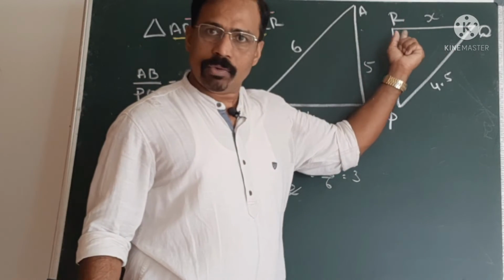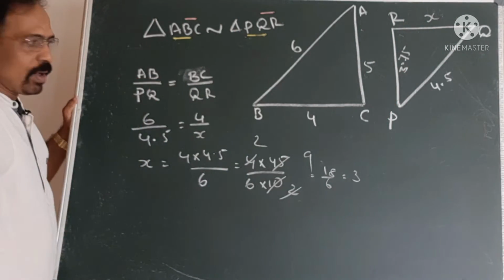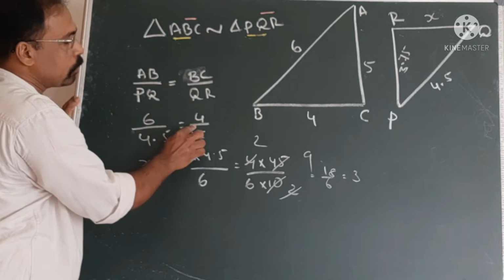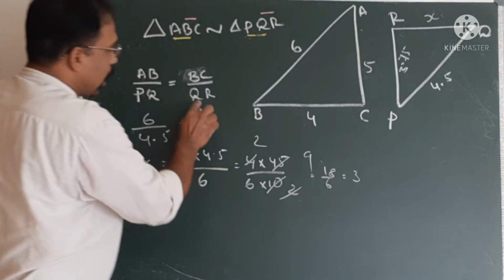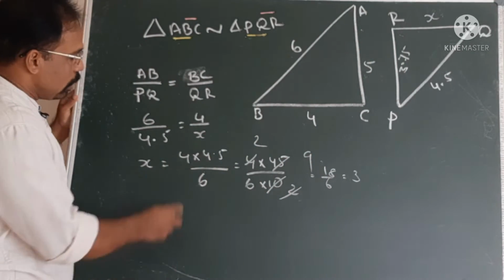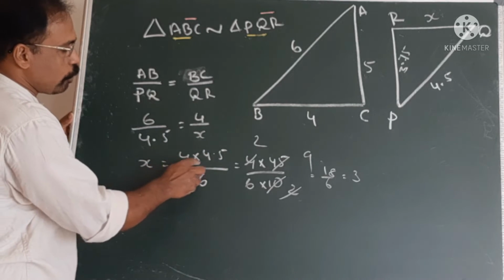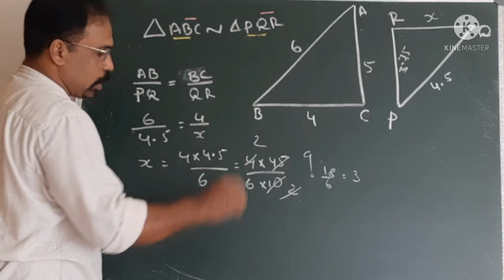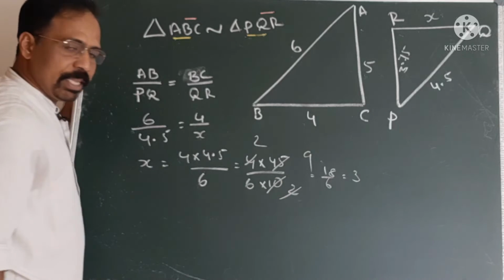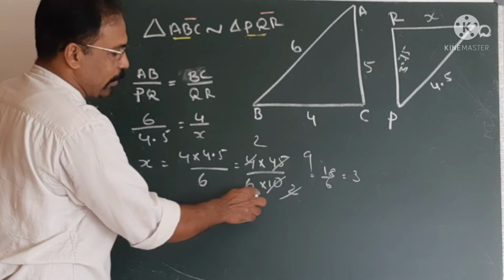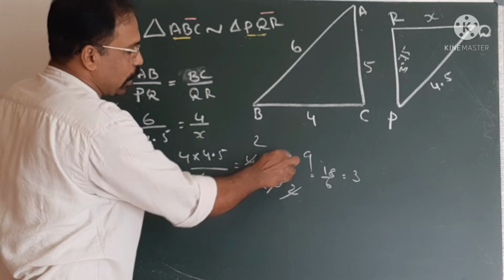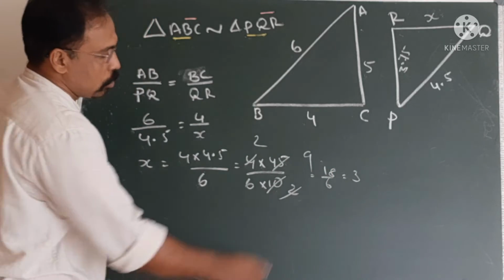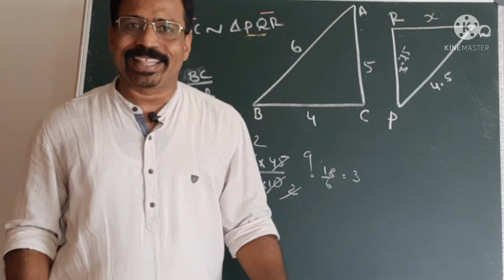Now we have to find out QR. So we will just substitute the values. AB is 6 and PQ is 4.5. Here BC is 4 and QR is x. That is what we have to find out. We will just do the cross multiplication. 4 into 4.5 divided by 6. To remove this decimal, we are multiplying it with 10. So 4 into 45 divided by 6 into 10. So 9 5s are 45, 5 2s are 10. So from here we get 18 by 6. So 6 3s are 18. So the answer is 3.